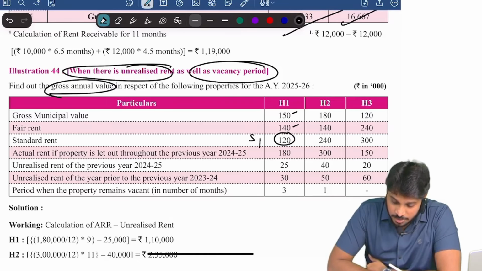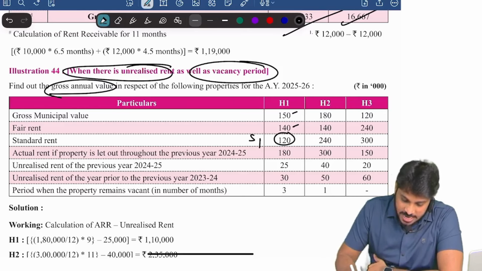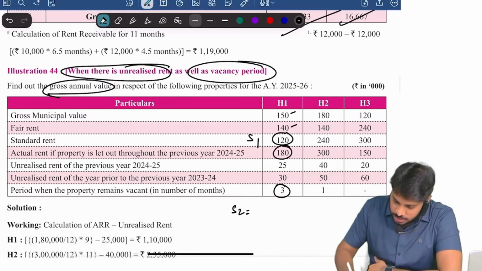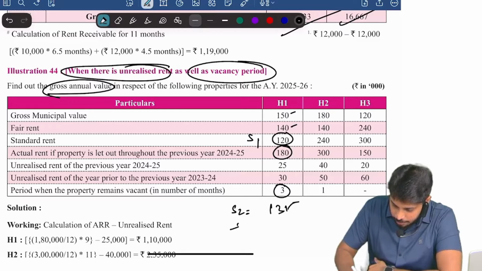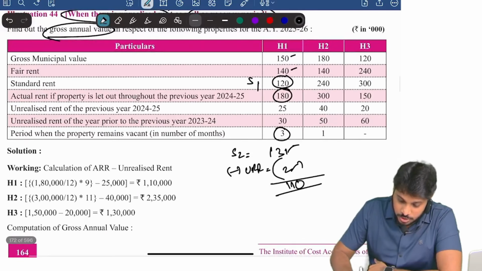Step number 1 is 120. Actual rent if the property is let out throughout the year 180. Unrealized rent is 25 and vacant was 3 months. So step number 2, per annum actual rent is what? 180 into 9 divided by 12 is equal to 135 minus unrealized rent 25 is equal to 110 only. Step number 2 is 110.